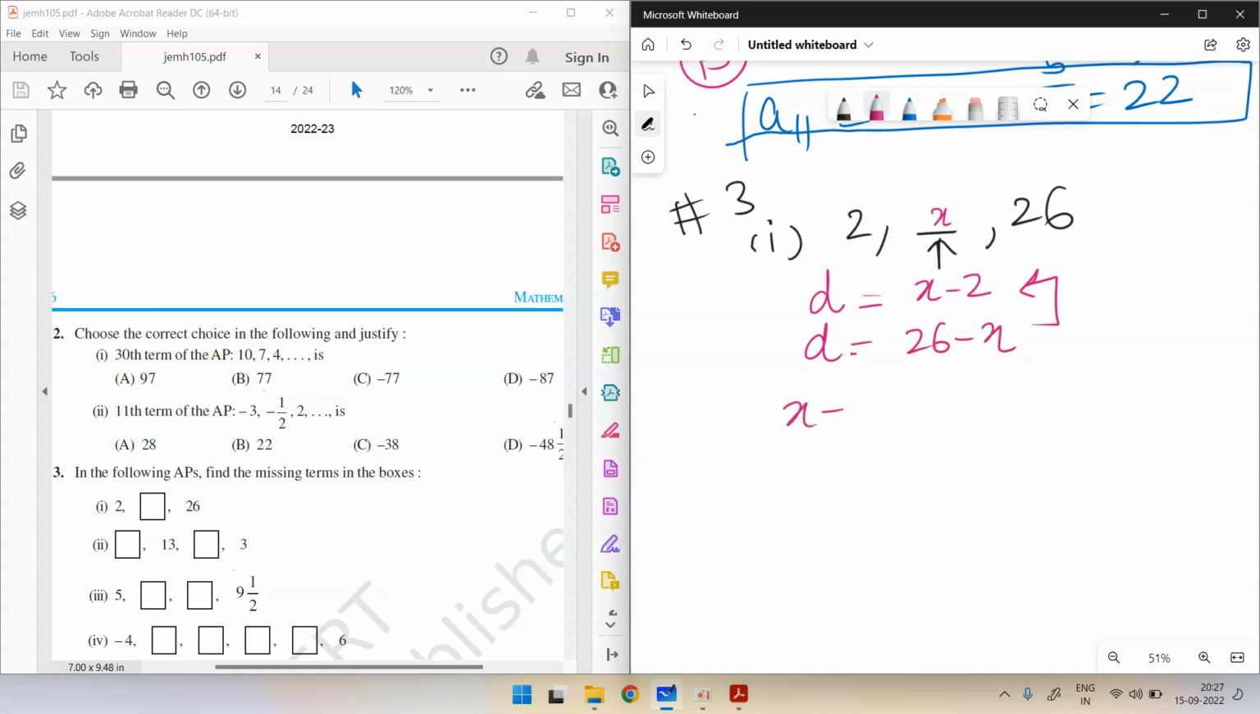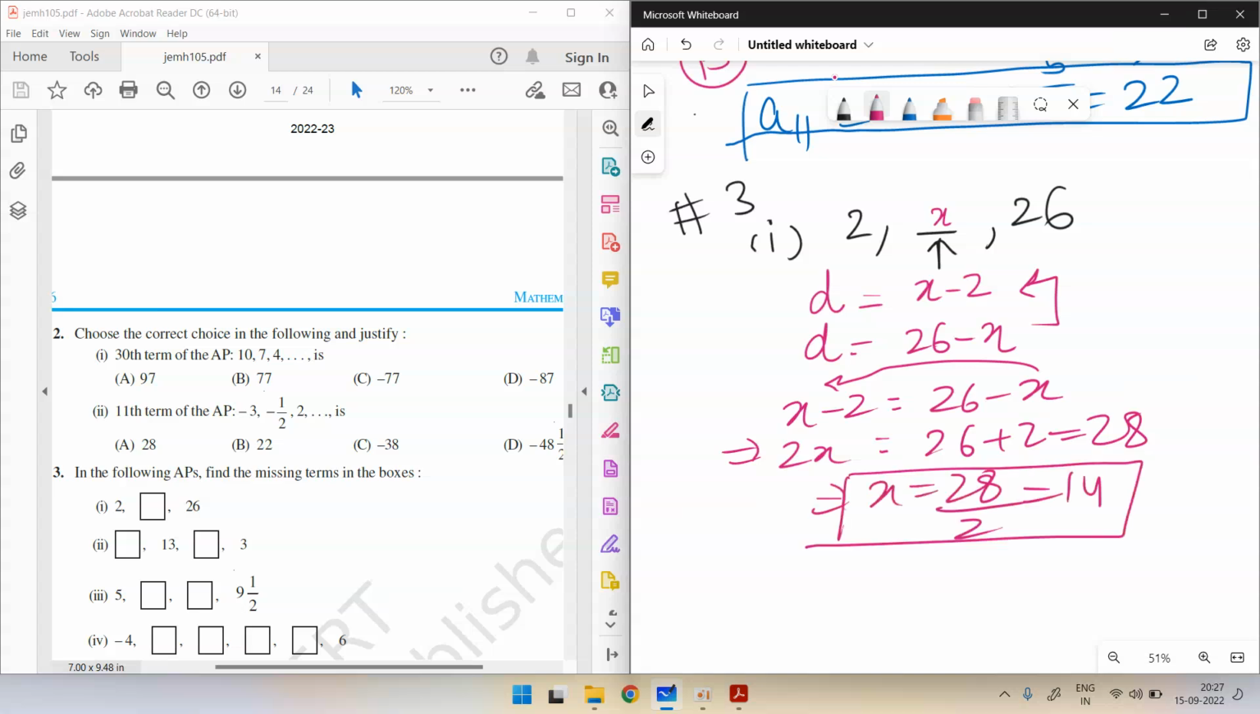So x minus 2 equals 26 minus x, which implies 2x equals 26 plus 2, which is 28, and so x equals 28 by 2, which is nothing but 14. The value of x is 14, so the missing number in the box is 14. Now next is the second question.